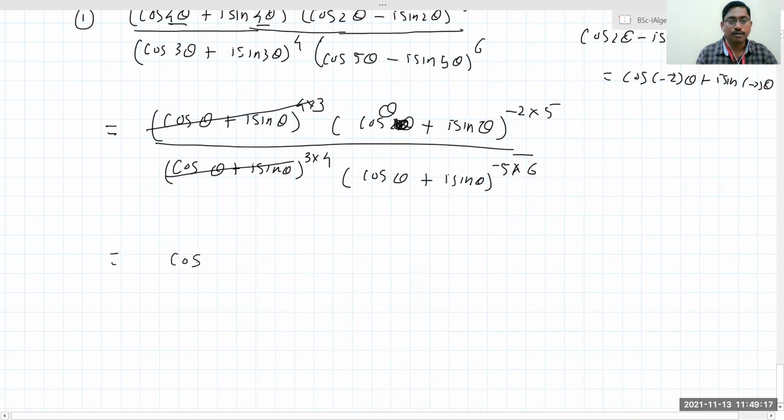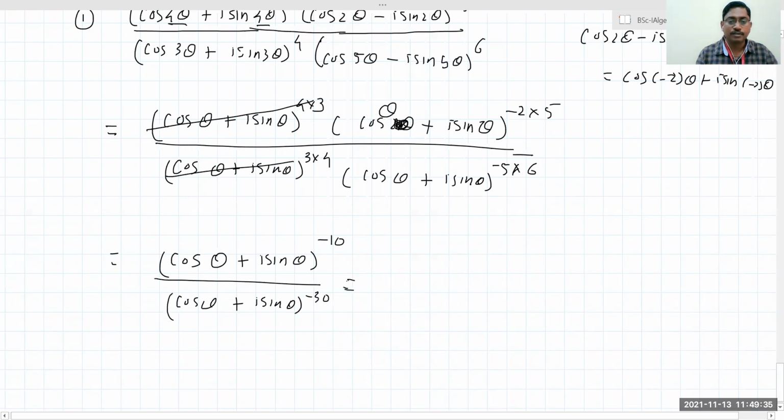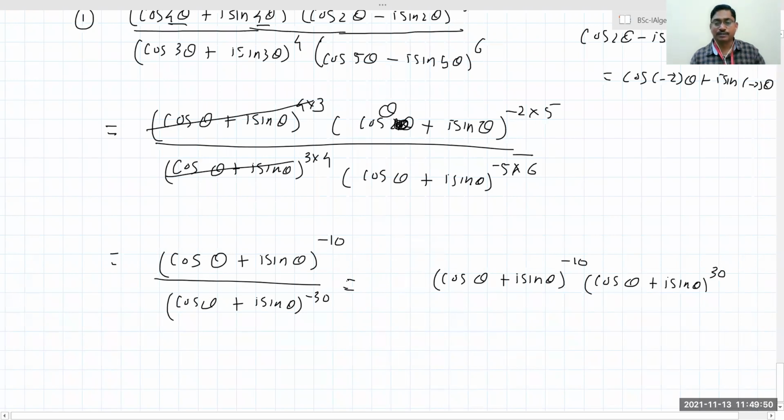So finally, cos of theta plus i sin theta raised to minus 10 divided by cos of theta plus i sin theta raised to minus 30. When it goes up it becomes plus. So cos of theta plus i sin theta raised to minus 10, and I am writing the denominator term as numerator, so it would be plus 30.